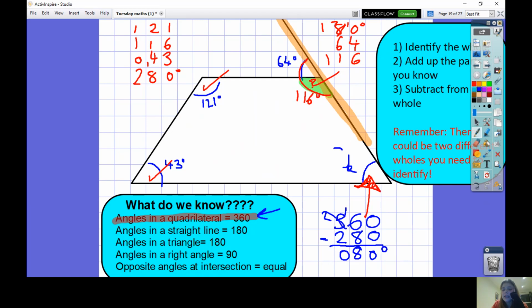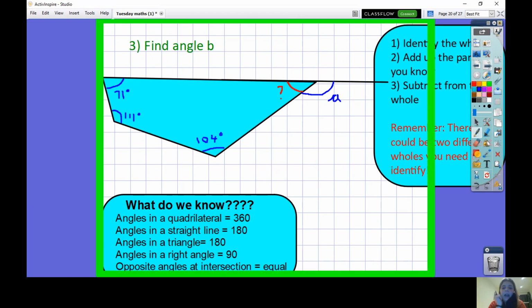My missing angle is 80 degrees. These questions here are kind of a bit like puzzles. You've got to find the missing pieces that you need before you can find the one that you're actually being asked for. I'm going to ask you to have a go at this question. You're actually looking for angle A.